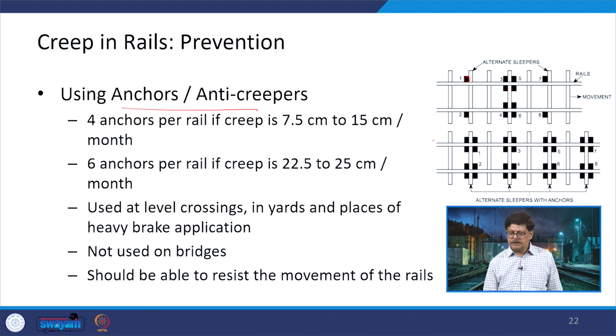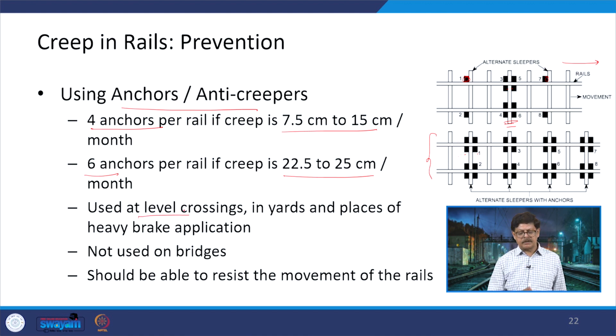Say in this particular case, if the creep may happen in any direction, then the anti-creepers or the anchors have been used on all four sides. But if it is happening in this direction, then they have been provided here as a combination, but on alternate sleepers, not on each and every sleeper. So there can be 4 anchors per rail if the creep is 7.5 centimeter to 15 centimeter in a month. If it is 22.5 to 25 centimeters in a month, then 6 anchors per rail are used.